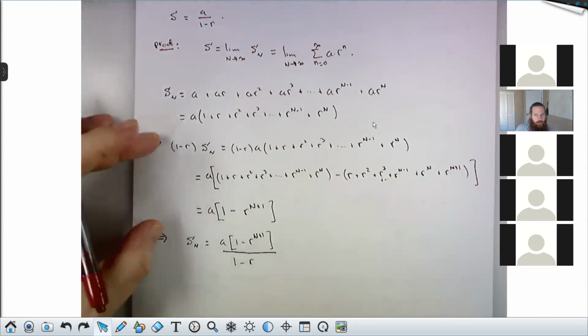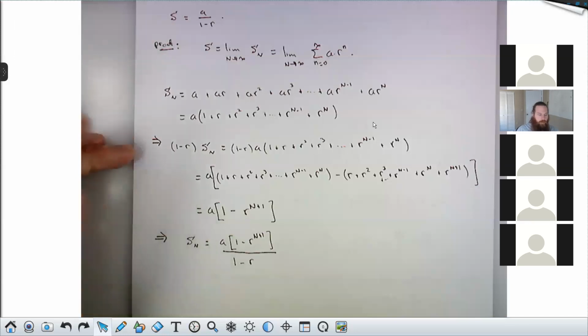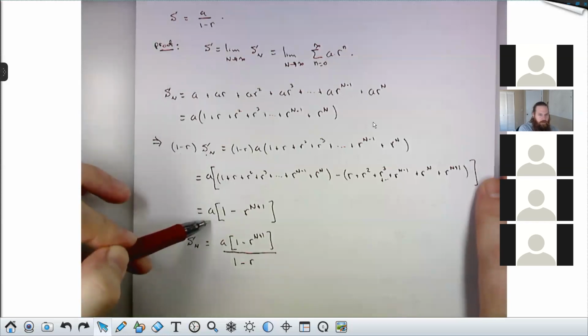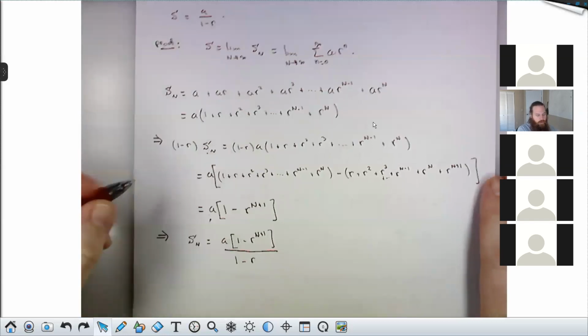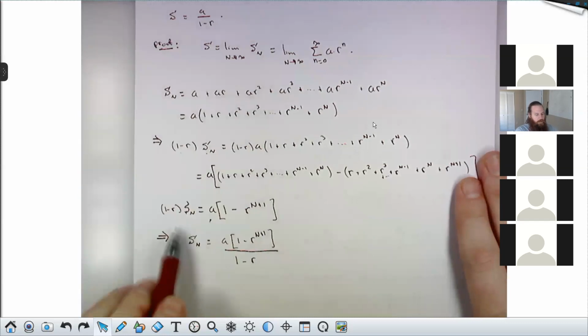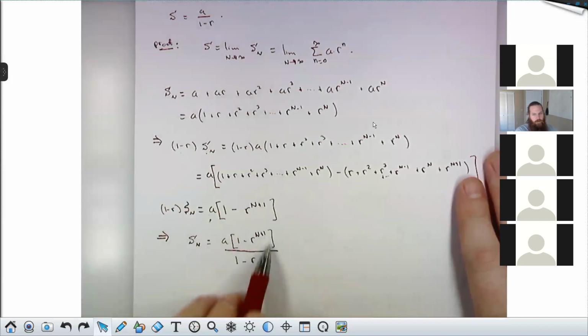Where'd the denominator come from? The denominator, like 1 minus r. So I had 1 minus r times Sn equals this. I divided both sides by 1 minus r to get Sn alone. If you want, I can write it down here. I had 1 minus r times Sn equals this. So then you divide both sides by 1 minus r, and you get Sn alone on the left, and you get this stuff divided by 1 minus r on the right.